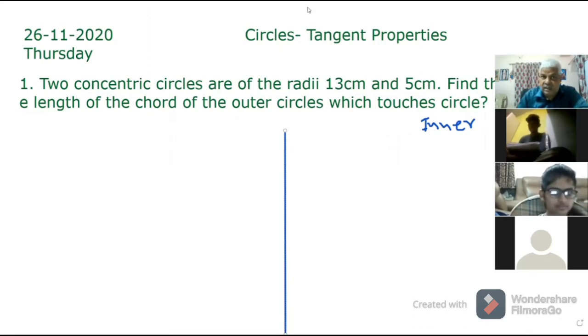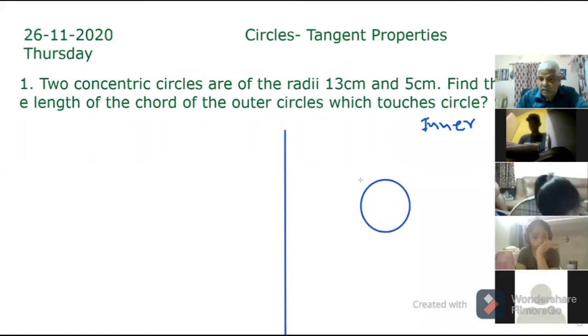So concentric circles. What is the meaning, dears? The circles with the same center. Concentric means the circles with the same center but different radii. Remember, circles with the same center. This is circle number one, and the second one.